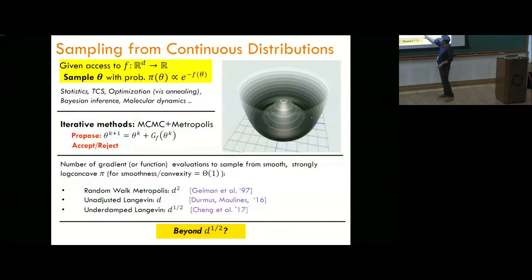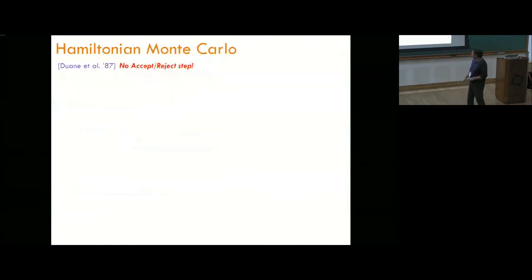And for a very, very long time, root D was the best. Except there is this method which was developed in the 80s by some physicists, I believe, called the Hamiltonian Monte Carlo. So let me just tell you what the algorithm is first, and then I can tell you why it is interesting.